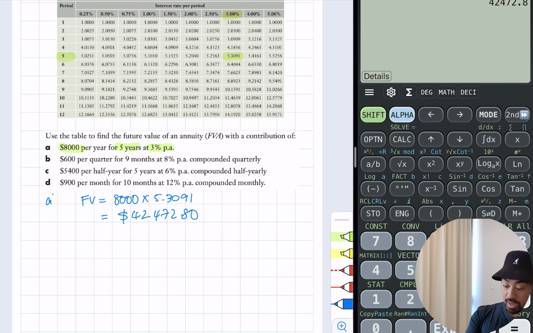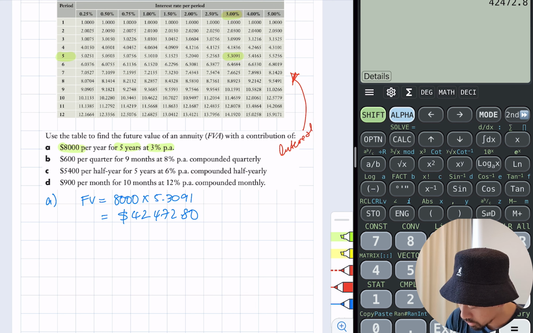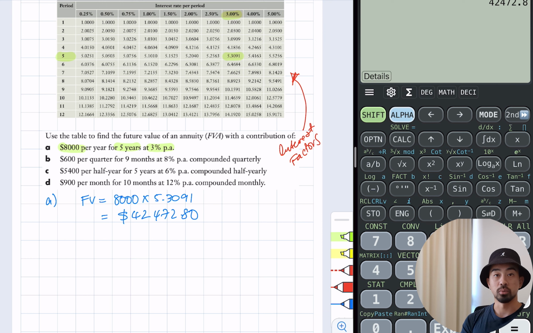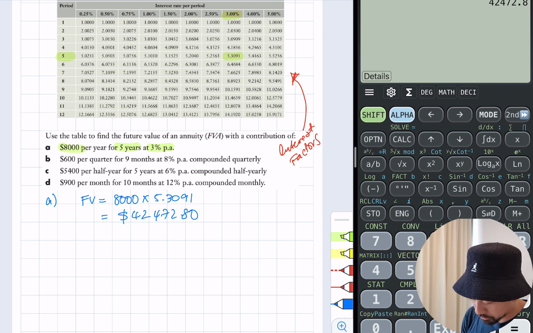Okay, that's question A. Now I also want to mention one thing. These numbers from now, I'm going to call them the interest factors, just so we have some language that we kind of talk about. All right, question B. $600 per quarter for 9 months at 8% compounded quarterly.